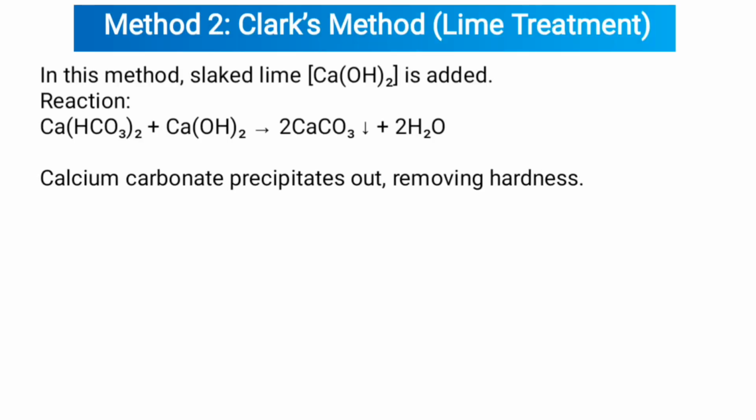Method 2, Clark's method, meaning lime treatment. In this method, slaked lime, Ca(OH)2, is added. Reaction: Ca(HCO3)2 plus Ca(OH)2 gives 2 CaCO3 precipitate plus 2 H2O. Calcium carbonate precipitates out, removing hardness.